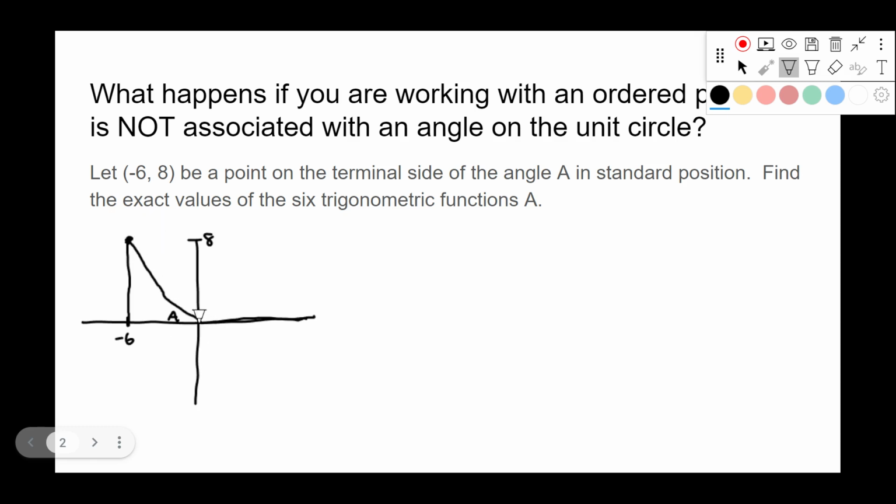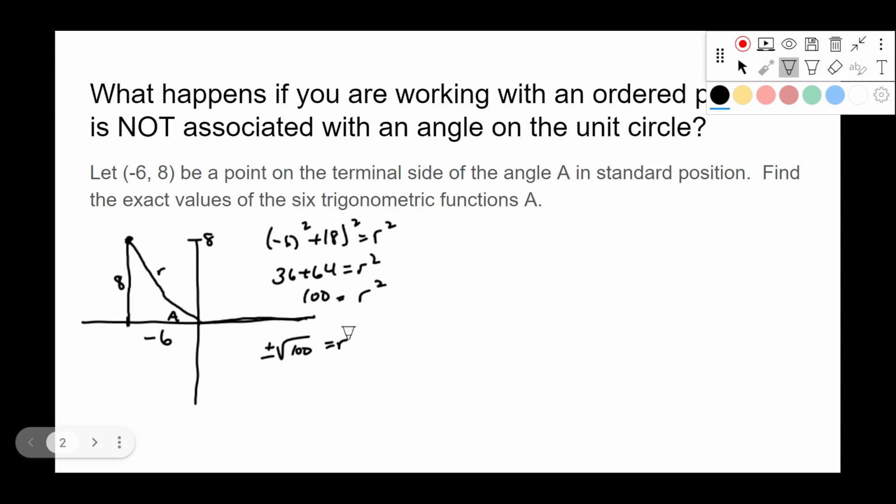Now, on this triangle, I'm going left 6 units on the bottom, so that side is -6. Let me erase this so it doesn't get confusing. And then I'm going up 8 units, so that's 8. The question is, could I find this third side? Sure, I could use the Pythagorean theorem. -6 squared plus 8 squared equals, I'm going to call it r squared, just call it something, like it's a circle. 36 plus 64 is r squared. r squared is 100. Take the square root on both sides and put a plus or minus. I get r equals plus or minus 10.